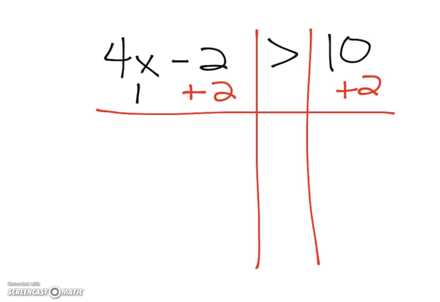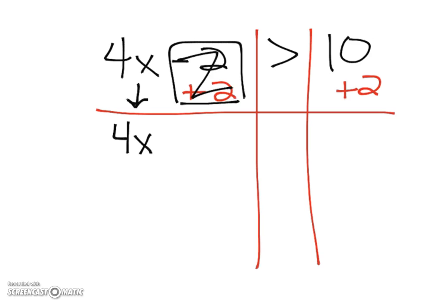Now I bring down the 4x because I haven't used it yet. And negative 2 and positive 2 cancel out because they equal 0. I bring down my sign, and 10 plus 2 equals 12. And I'm left with 4x is greater than 12. Well, I'm still trying to get x by itself, and x is still not by itself. We have a 4 with it. Now this means 4 times x because there's no operation. So the opposite of multiplication is division. So instead of doing 4 times x, I'm going to take each side and divide by 4.